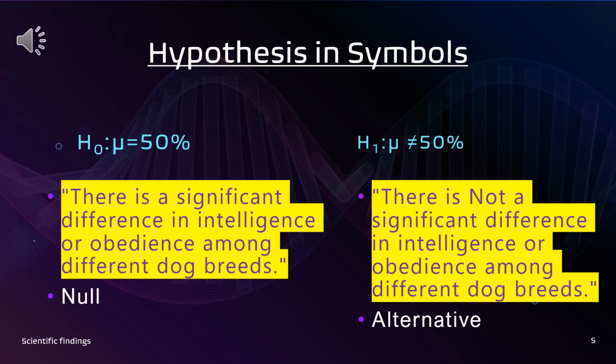So here you're going to see my hypothesis written in symbols. So my null hypothesis here on the left, you can see represented there. And then on the right, my alternative hypothesis is represented as this.